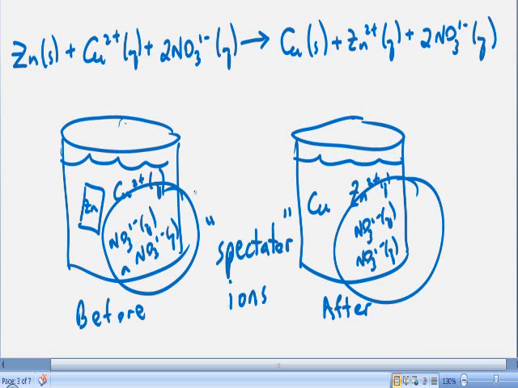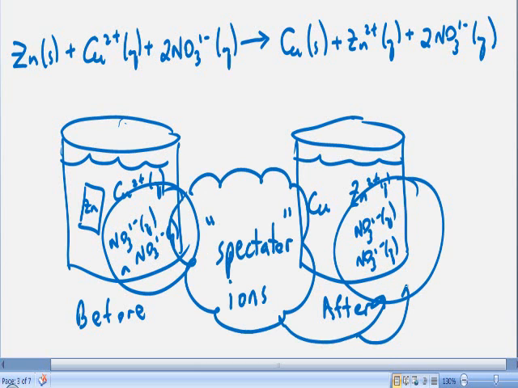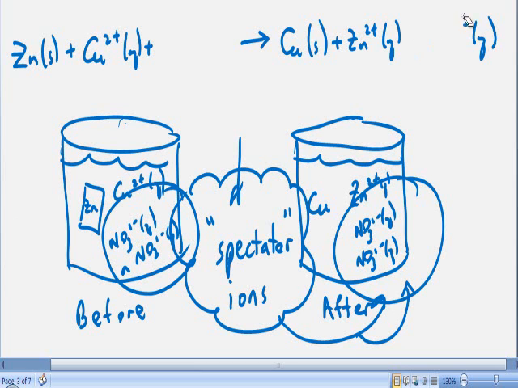Ions that do absolutely nothing in a reaction are known as spectator ions. Essentially, they've just been watching what's going on in the beaker without actually participating. The next step in our process is to eliminate any spectator ions from our chemical equation to simplify the reaction. Because we've identified that the nitrate ions are spectator ions, we're going to take the nitrate ions and eliminate them, because they've done absolutely nothing chemically.